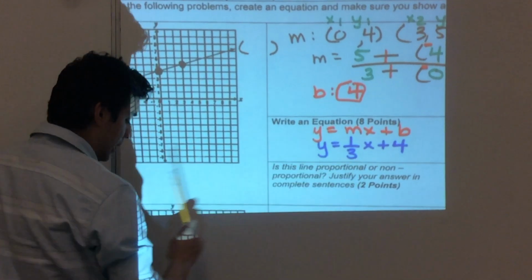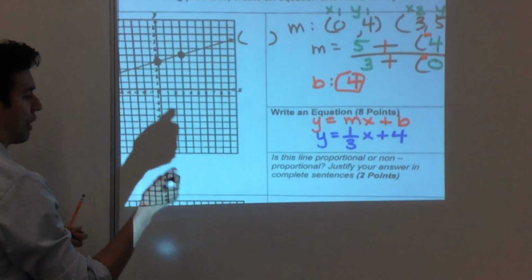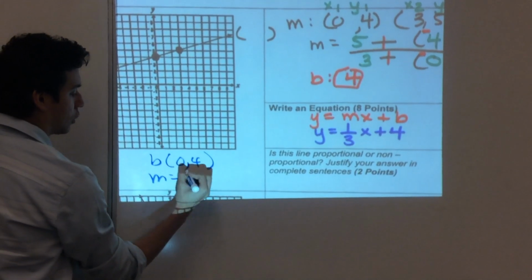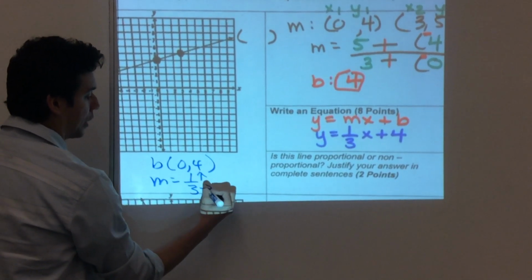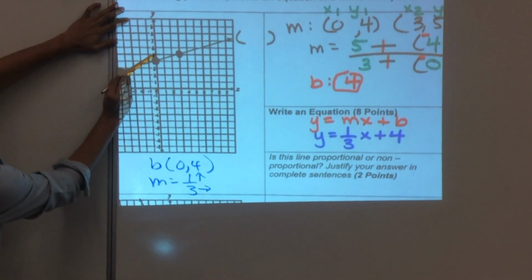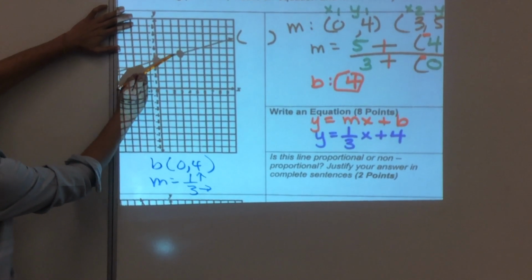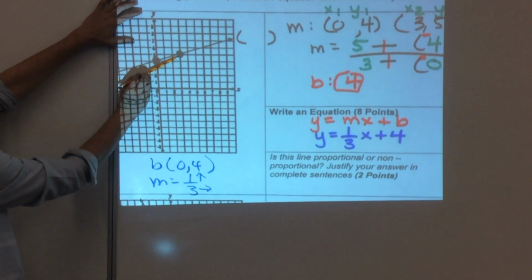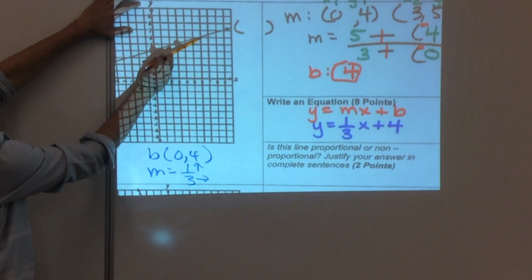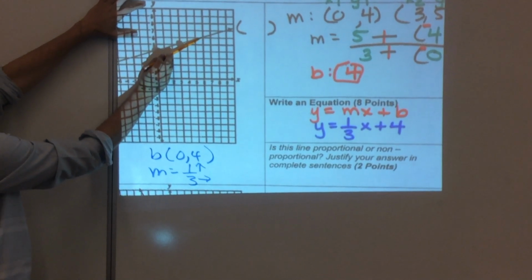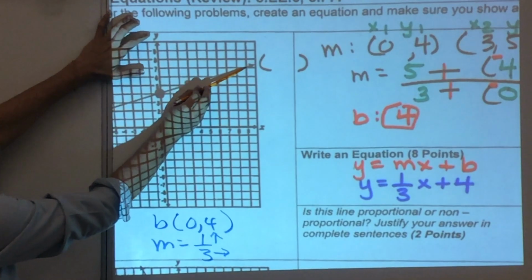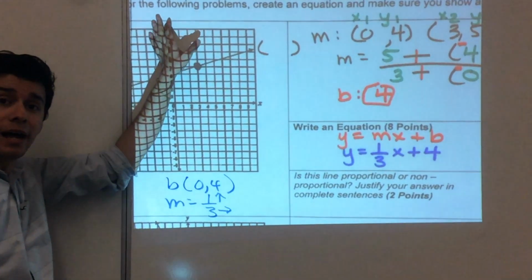That is your B, right? Remember how to graph? I taught you graphing for a whole week. B is 0, 4. The slope is 1/3. 1 up, 3 to the right. So from 0, 4: 1 up, 3 to the right. 1, 2, 3. Oh my God, I hit the line. Do it again. 1 up, 1, 2, 3. I hit the line. Do it again. 1 up, 1, 2, 3. I hit the line.